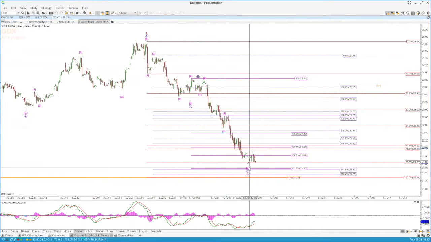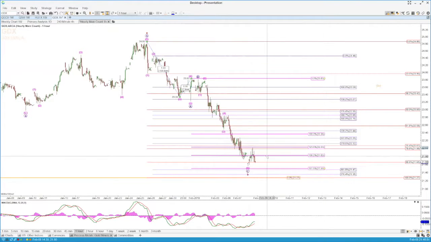Because of other indicators that we use, squeeze indicators and what have you, and some of the stuff that you'll see in the video from the options setups, I think we're going to get at least a substantial bounce in the GDX from here. It may only be as a 4, but a 4 can come up to 22.95.